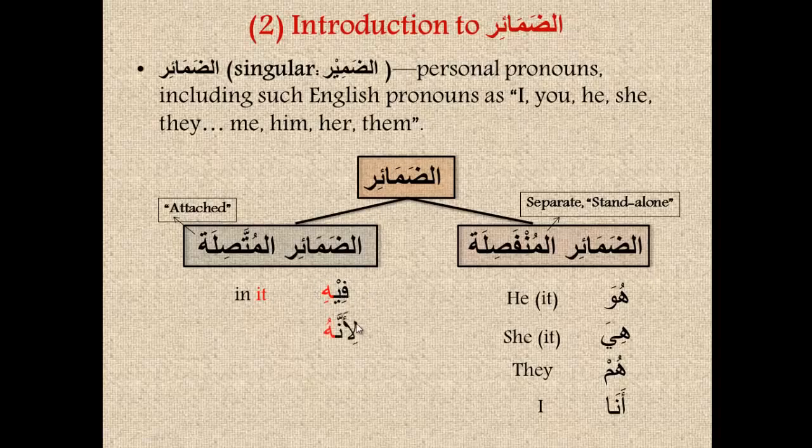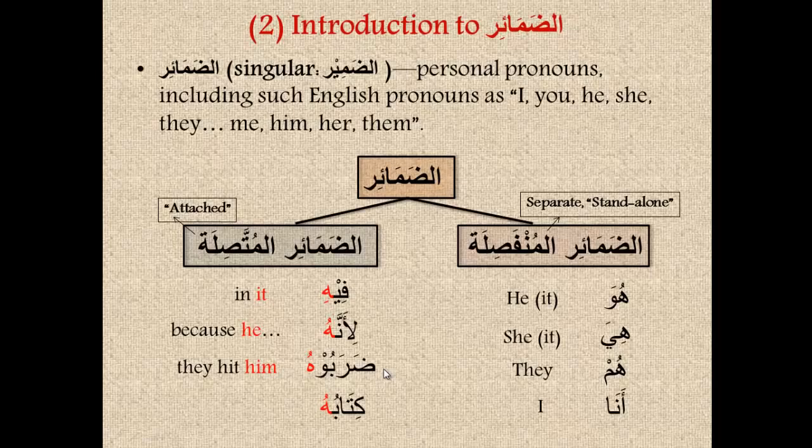Example number 2, li'annahu means because he. Again, this is composed of two different words. Li'anna means because, and hu is the attached pronoun referring to he. Example number 3, we have ضربوه. This means they hit him. This is composed again of two words. ضربوا in black means they hit, and the ha is an attached pronoun meaning him. ضربوه, they hit him.